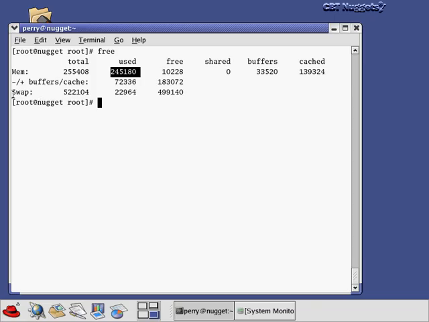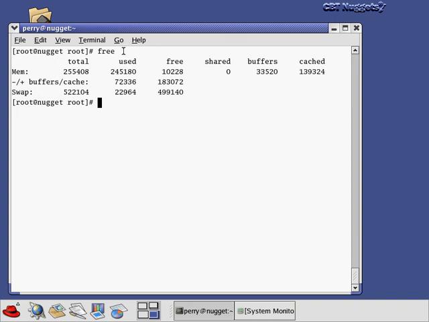Okay, now the last line here has to do with swap space. So this is telling us how much swap space we have on our system, and how much of that's being used, and then how much of that is free. Okay, and again, all of these numbers are in kilobytes. So this is telling us what's going on in the system in terms of memory usage.